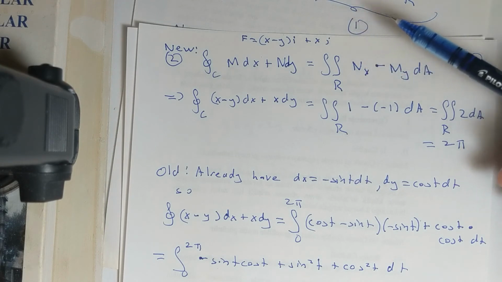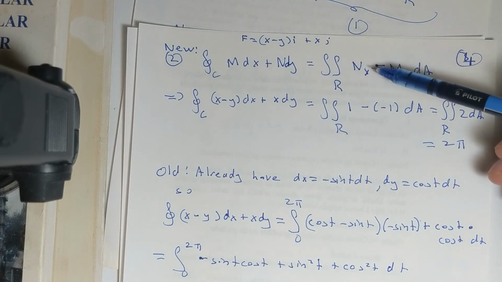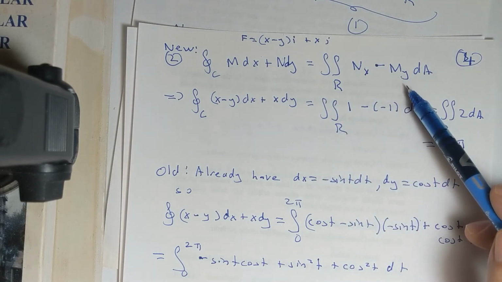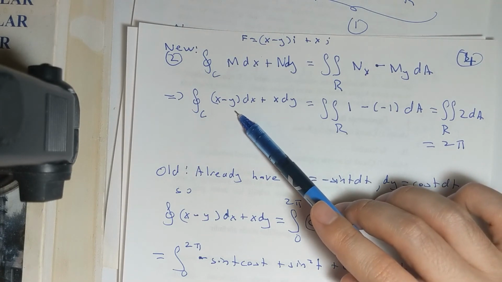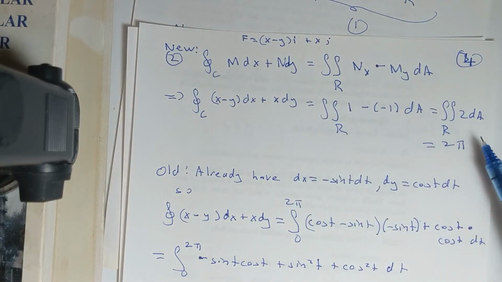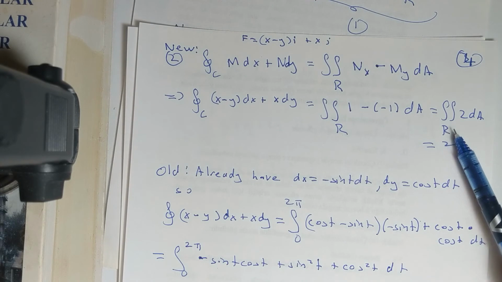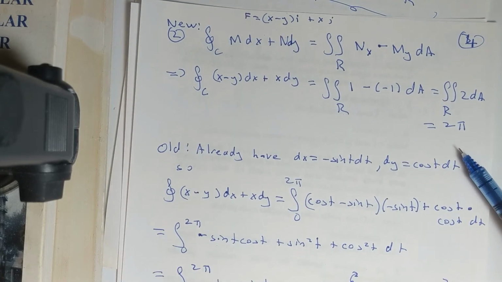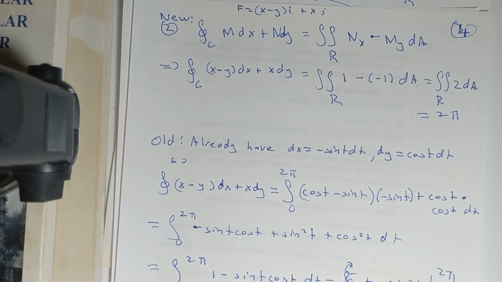Well, let's do the N sub x. N is this guy, so N sub x is just going to be 1, minus M sub y. M sub y is going to be minus 1. Minus a minus 1 would make a 2. Again, we have the integral of 2 dA, so that's just twice the area of the unit circle, which is 2 pi. Again, very, very easy to calculate.